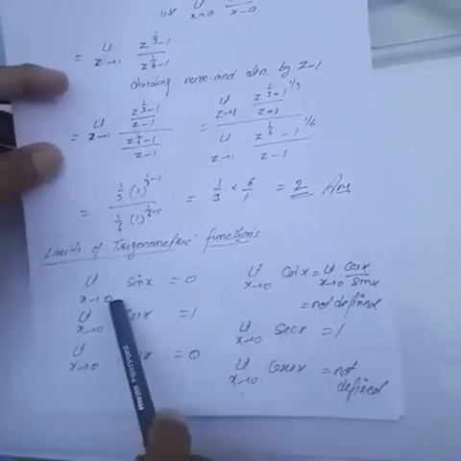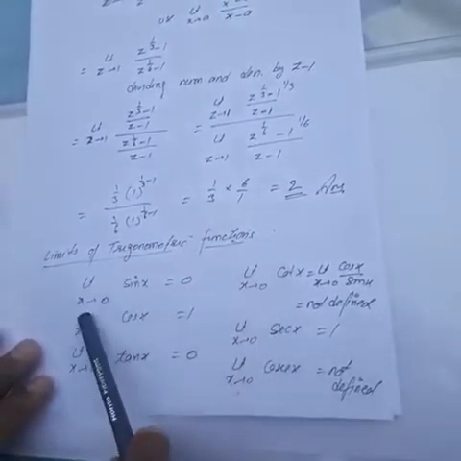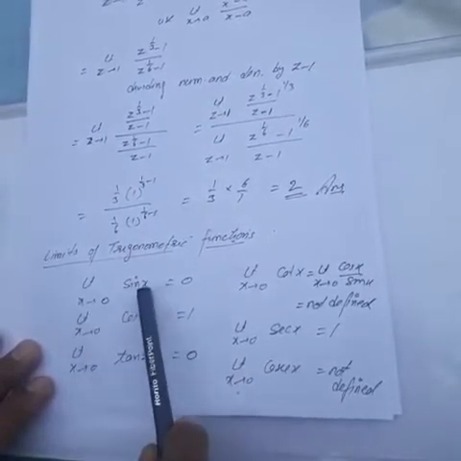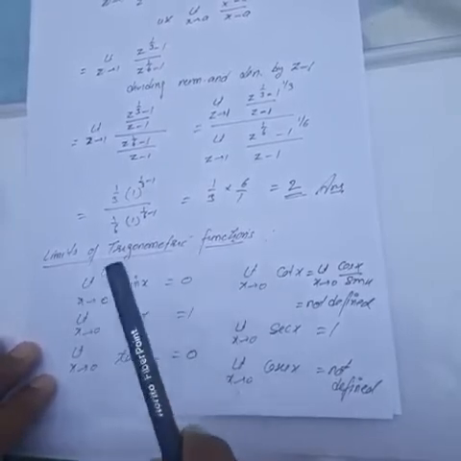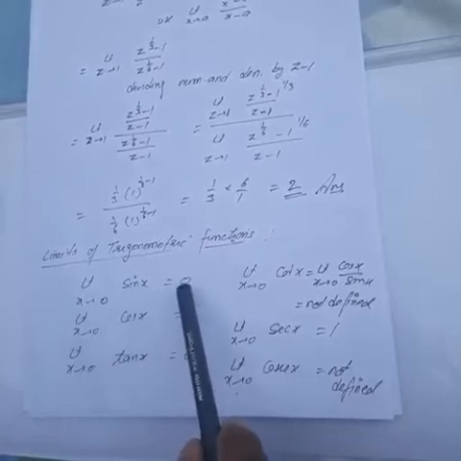Now we will discuss limits of trigonometric functions. Limit x tends to 0 of sin x. When you substitute x = 0, it is 0. This is not indeterminate form. If it is indeterminate, then we have to apply the standard formula, otherwise the standard formula is not required. So it is equal to 0.